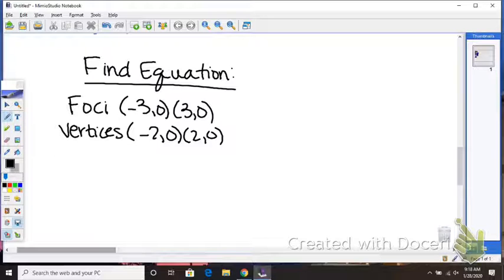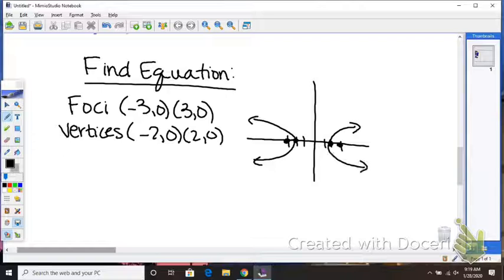So here's what helps me work these problems to find the equation. I'm first going to just sketch what I have so I can visually see what direction it's going and so I know which equation to use. If I plot the points 3, 0 and negative 3, 0, and then the points 2, 0 and negative 2, 0, I know that this is horizontal. So what's going to come first in my equation? X or Y? X. X comes first. Look at your notes.